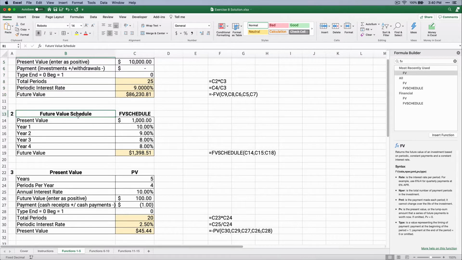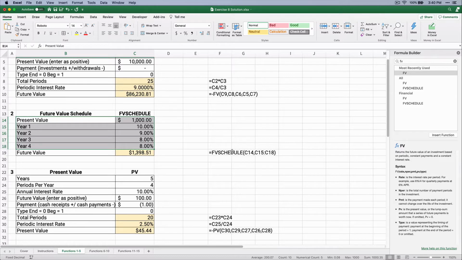Number two, the future value schedule. Future value schedule says, look, what if you invest $1,000 and then over 4 years, you return 10% one year, 9% one year, then 8%, then 8%. So you can change the investment return by year, which is pretty amazing. So future value schedule is really easy.